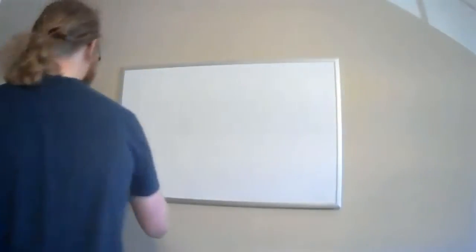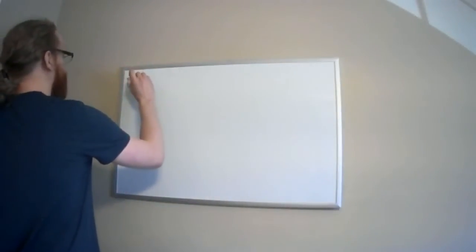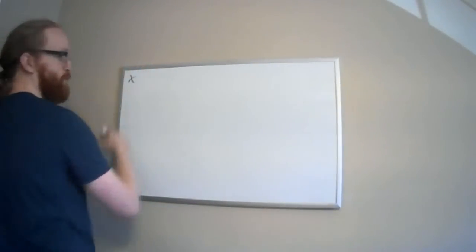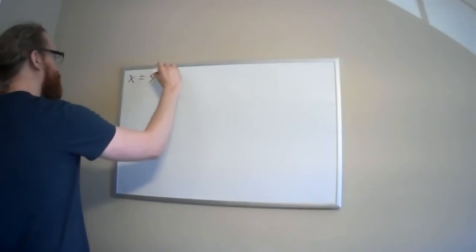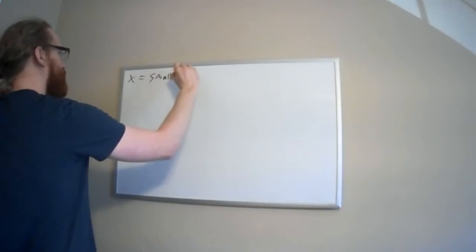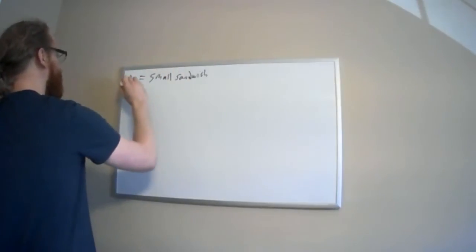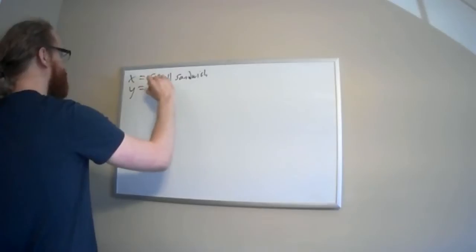Variables. So there's a small sandwich and there's a large sandwich. I don't know, let's just have x, because s will look too much like a 5 or something. So x will be the number of small sandwiches. And y will be the number of large sandwiches.